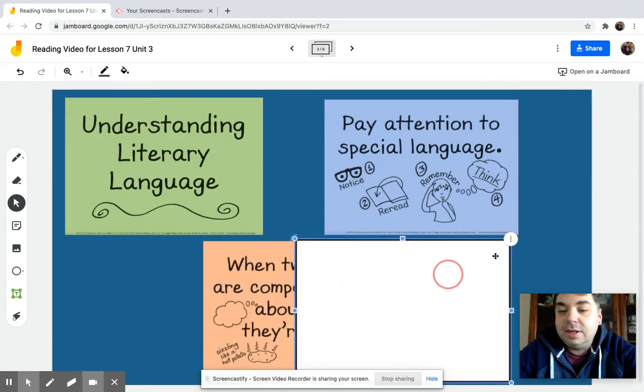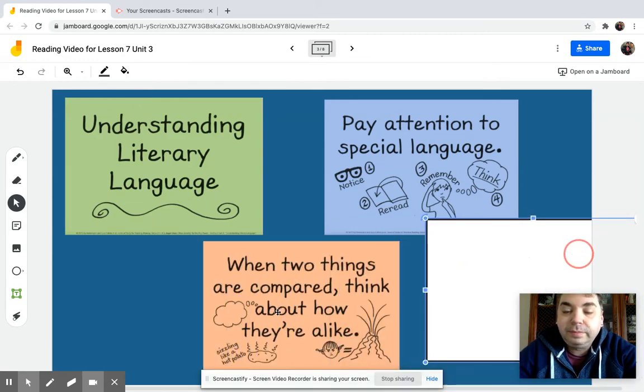And then today's anchor chart, or today's sticky, is when two things are compared, think about how they're alike. And we'll talk about what these pictures mean and how we can use those in our reading and why they would compare a baked potato with something and why they would compare this angry girl with this volcano looking thing. We'll talk about it in the next few slides.